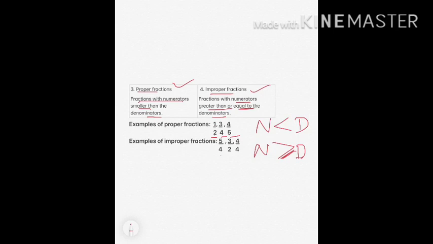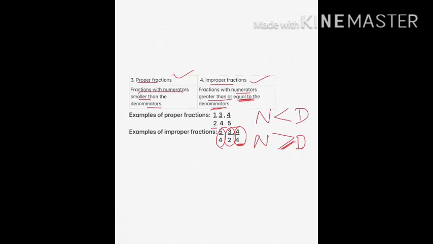So look at this first one. 5 upon 4, 5 is greater than 4. 3 upon 2, 3 is greater than 2. And this is 4 upon 4. I said if the numerator is equal to the denominator also, that time also we can say it's an improper fraction. So in the third case, 4 and 4, both the numerator and denominator are equal. That means it is an improper fraction.